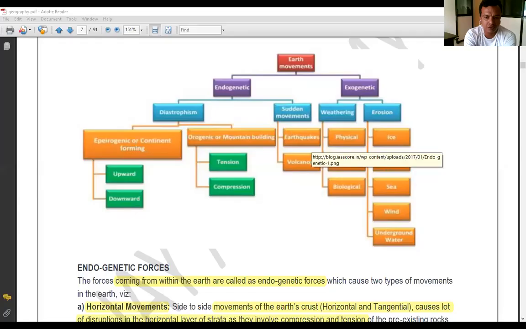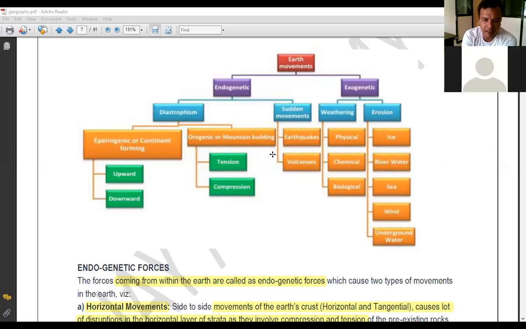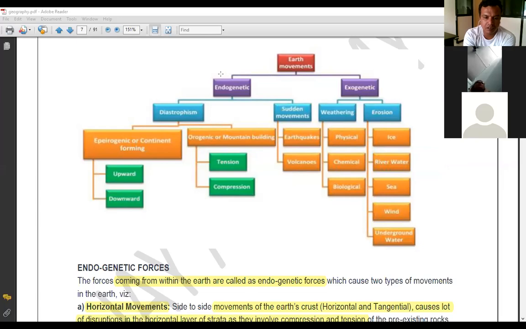Can you all see the screen? Is it visible to all of you? Can you all see the notes? Yes, sir. Okay, fine.